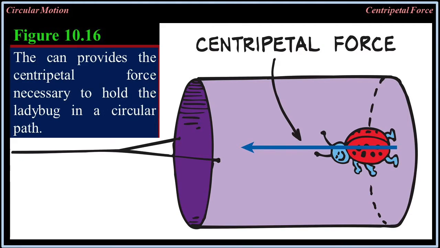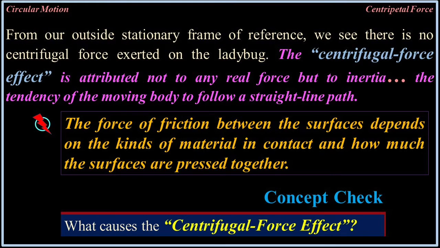Figure 10.16: the can provides the centripetal force necessary to hold the ladybug in a circular path. From our outside stationary frame of reference, we see there is no centrifugal force exerted on the ladybug. The centrifugal force effect is attributed not to any real force, but to inertia, the tendency of the moving body to follow a straight line path. What causes the centrifugal force effect?